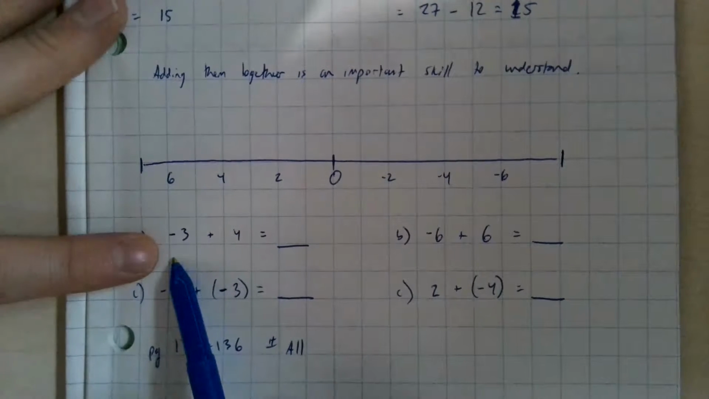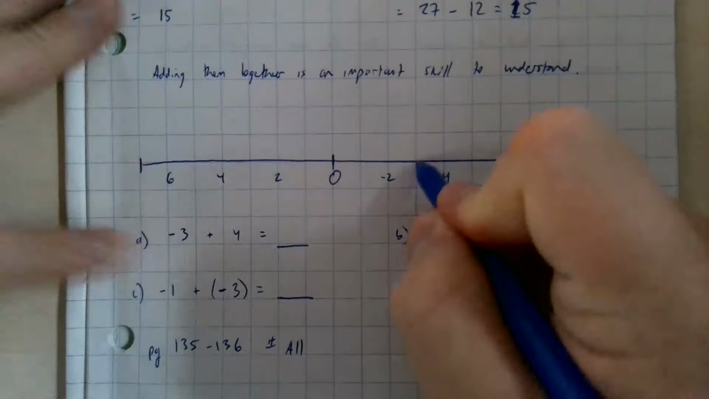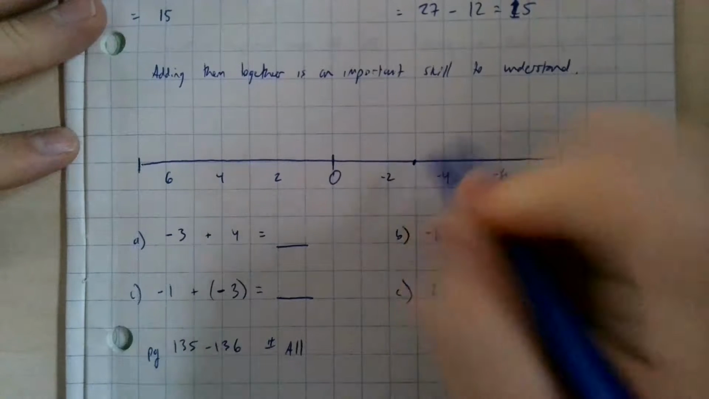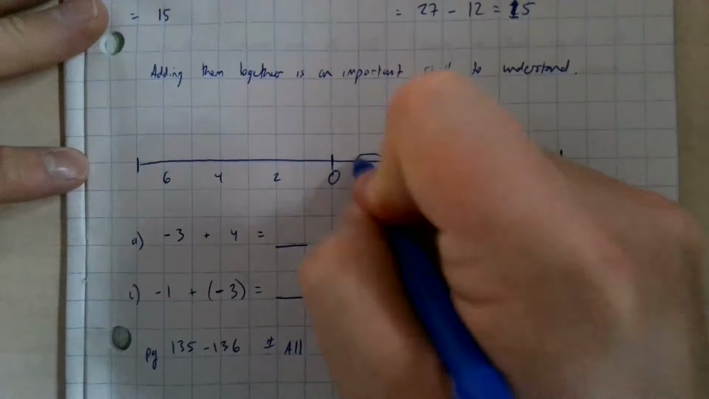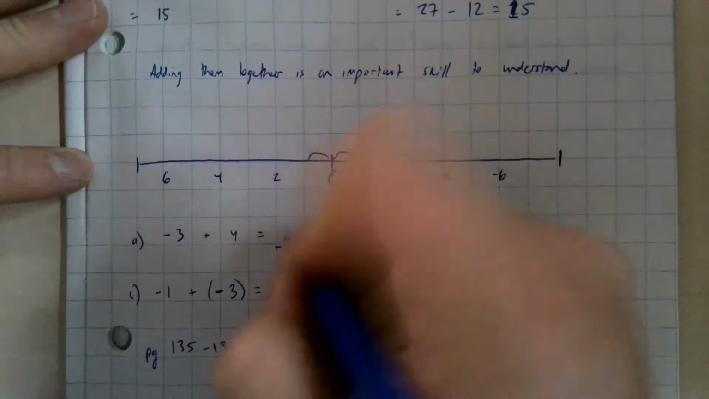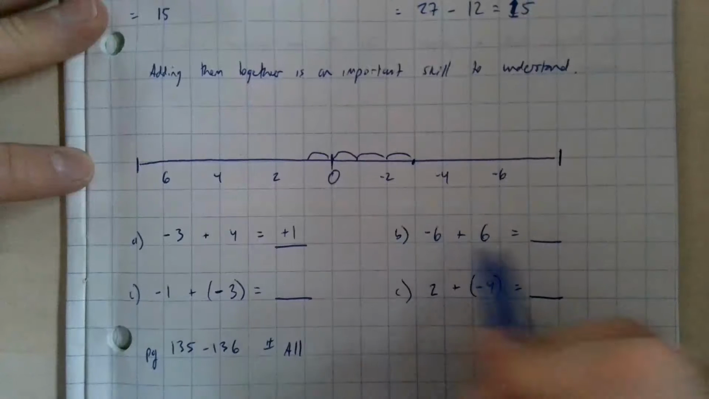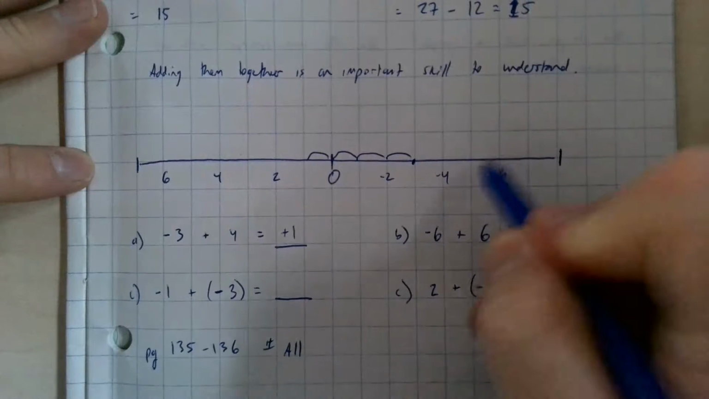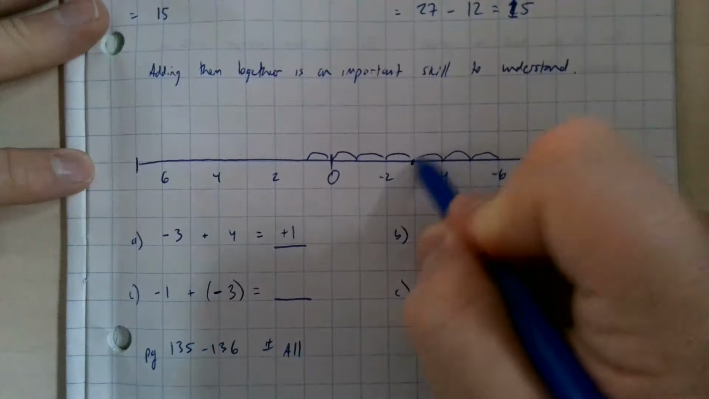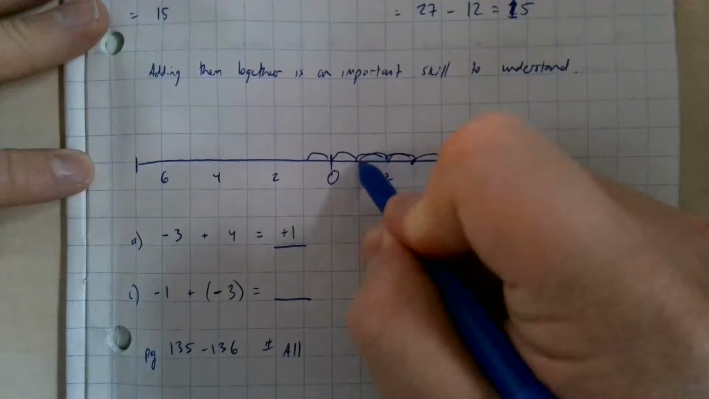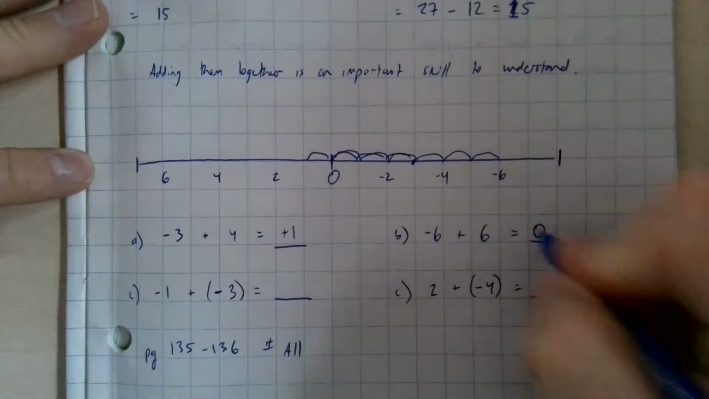All right, so I'm going to start at negative 3, and then I'm going to add 4. So I'm going to go 1, 2, 3, 4. That's going to give me plus 1. Next one, I started at negative 6. I'm going to add 6. 1, 2, 3, 4, 5, 6. That gives me a 0.